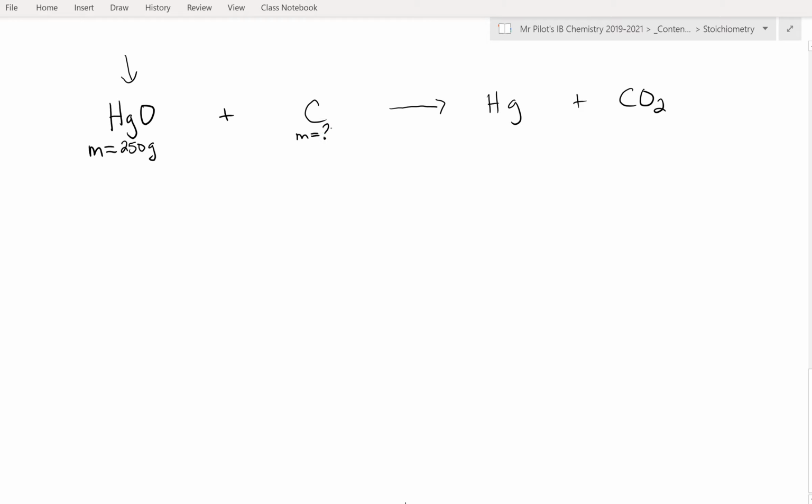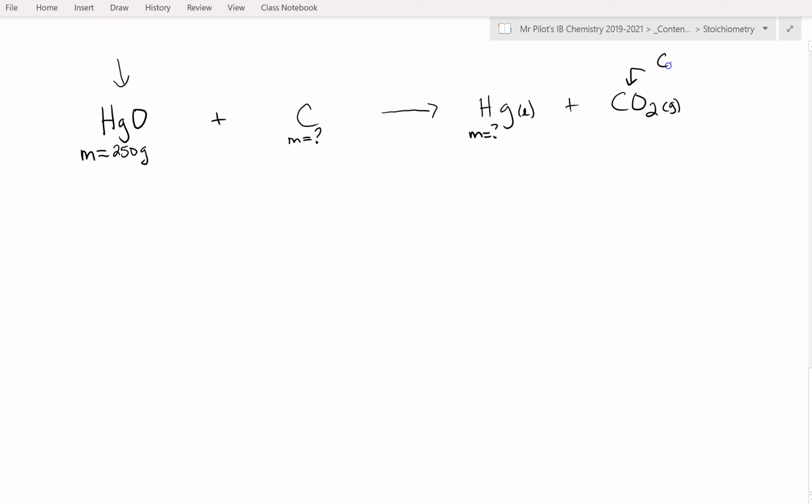That would probably come from graphite in order to run the reaction, and we'll figure out how much mercury we actually get out of the reaction as well. What would be interesting is for you to determine the amount of CO2, because this would be carbon dioxide as a gas, and that would be what we would call a carbon footprint, because that carbon dioxide would go in the atmosphere, and carbon dioxide is a greenhouse gas.